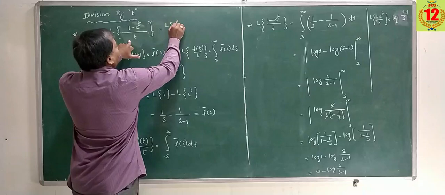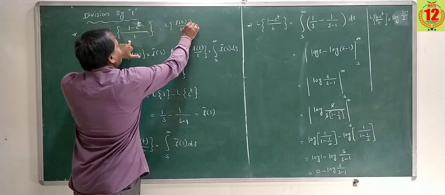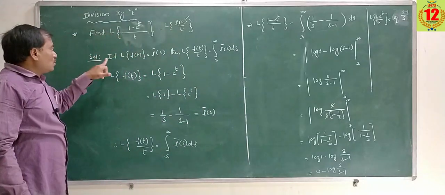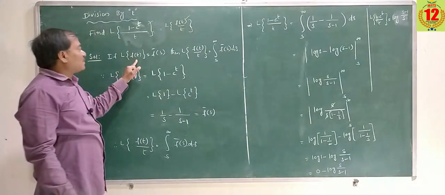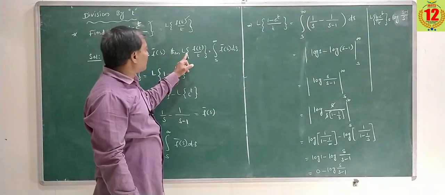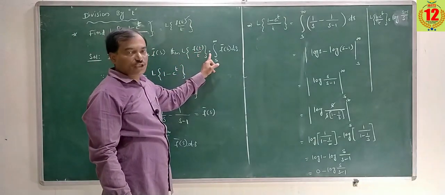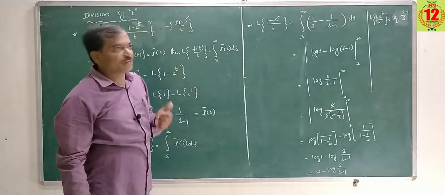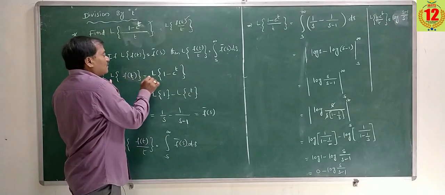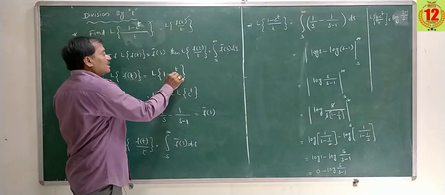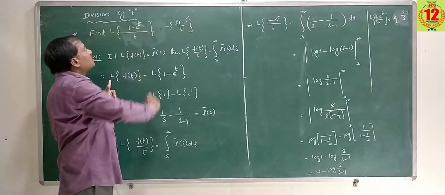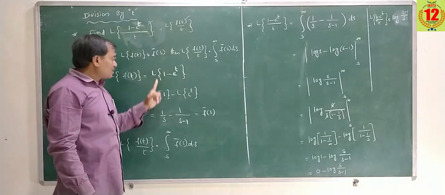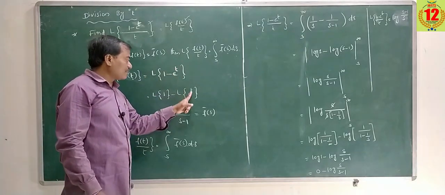The given problem is like that: find the Laplace transform of f of t by t, means the given function f of t is divided by t. So we have the statement: if the Laplace transform of f of t equals f bar of s, then the Laplace transform of f of t by t equals the integral from s to infinity of f bar of s ds. So first we have to find f bar of s. So the Laplace transform of f of t equals the Laplace transform of 1 minus e power t, because the given function f of t is 1 minus e power t. That is the Laplace transform of 1 minus the Laplace transform of e power t.